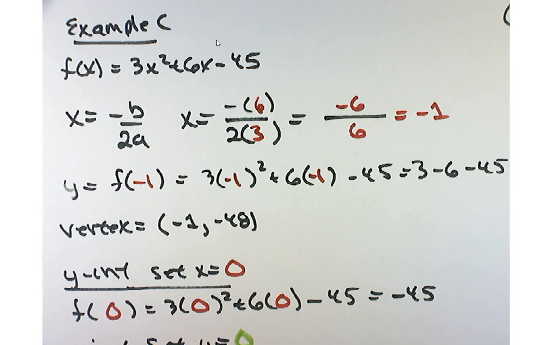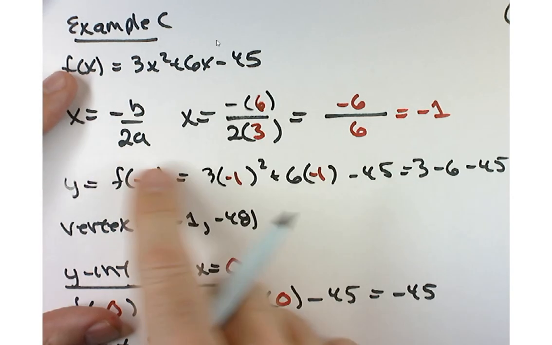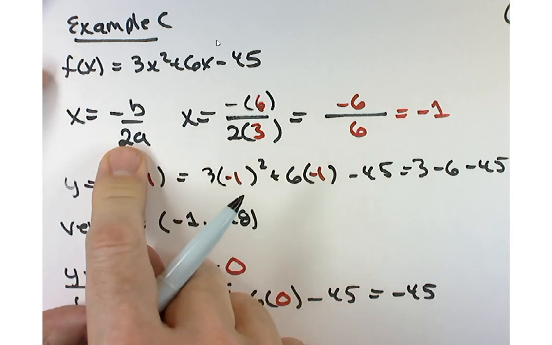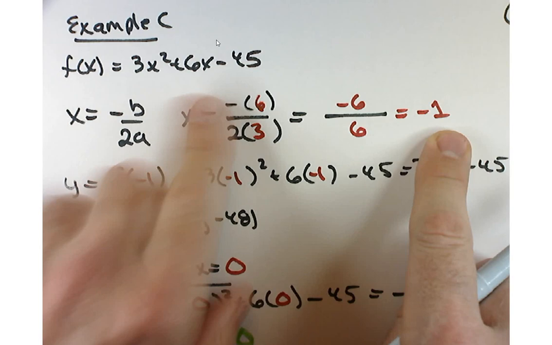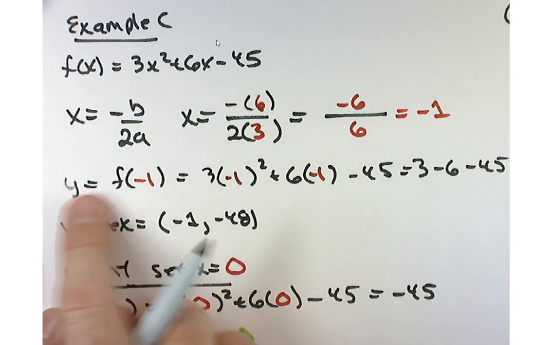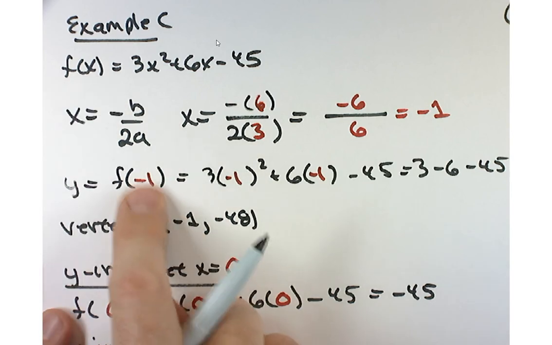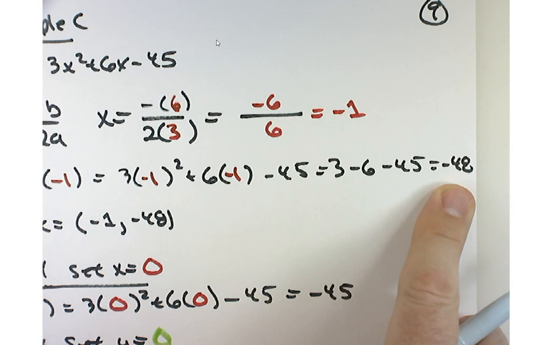So let's revisit example C for just a little bit. Originally when we did this, we got the equation in kind of a standard form. To find the vertex, we used the vertex formula, negative b over 2a. That gave us x equal negative 1. To then solve for the y coordinate, you put it into the equation. So we put it in and we get an x coordinate of negative 1, or y coordinate of negative 48.